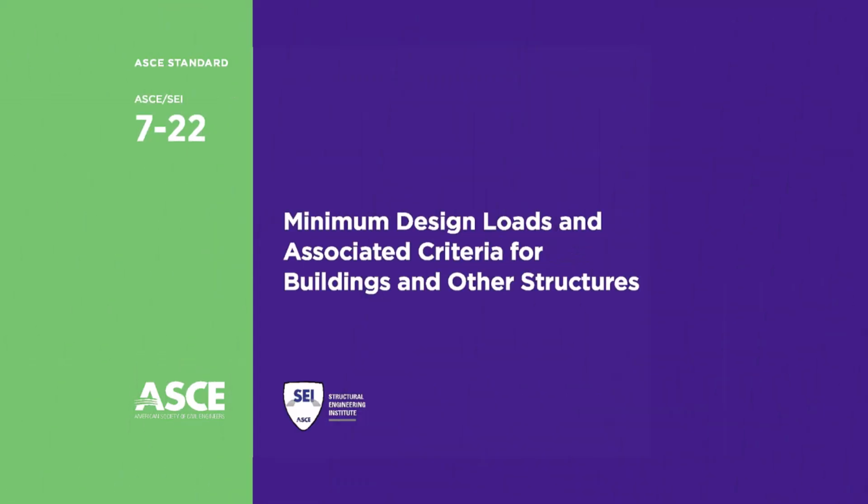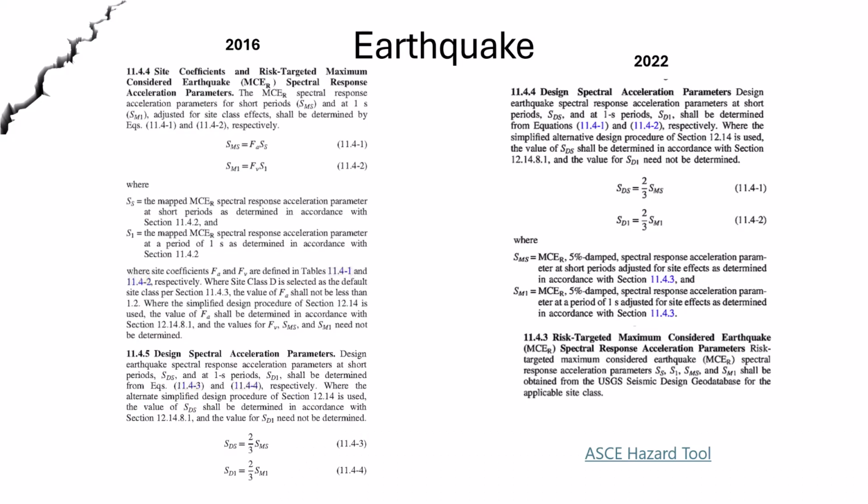One of the key features of this release is the ASCE 2022 update for earthquake and wind loads. Let's review the changes and compare them to the last version. Let's start with earthquake. SMS and SM1 are no longer dependent on FA and FP as they used to. Now SMS and SM1 are directly retrieved from the ASCE website.